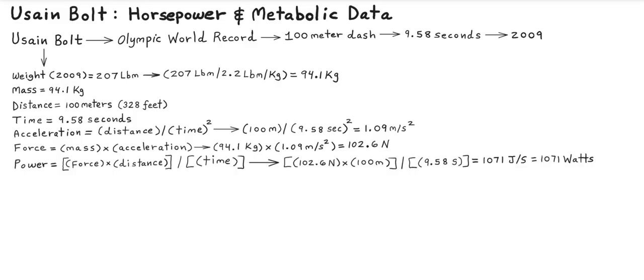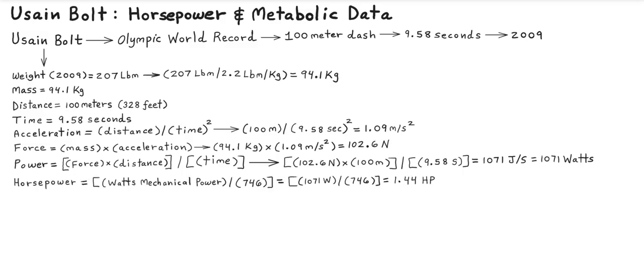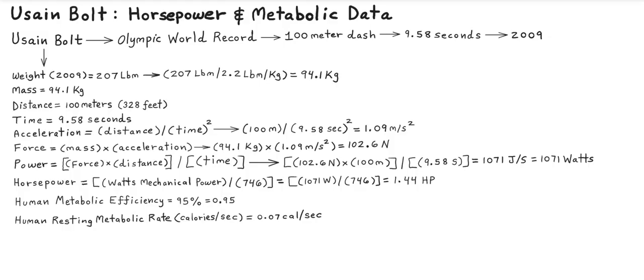The power involved: 1071 watts of metabolic power output, mechanical. So his horsepower would be 1.44 horsepower. We know that human metabolic efficiency is 95%. Human resting metabolic rate is about 0.07 calories per second.